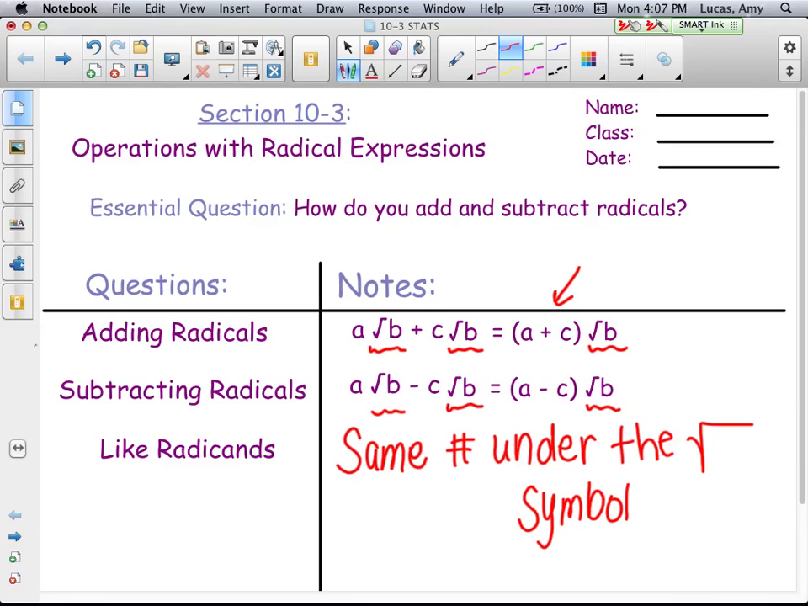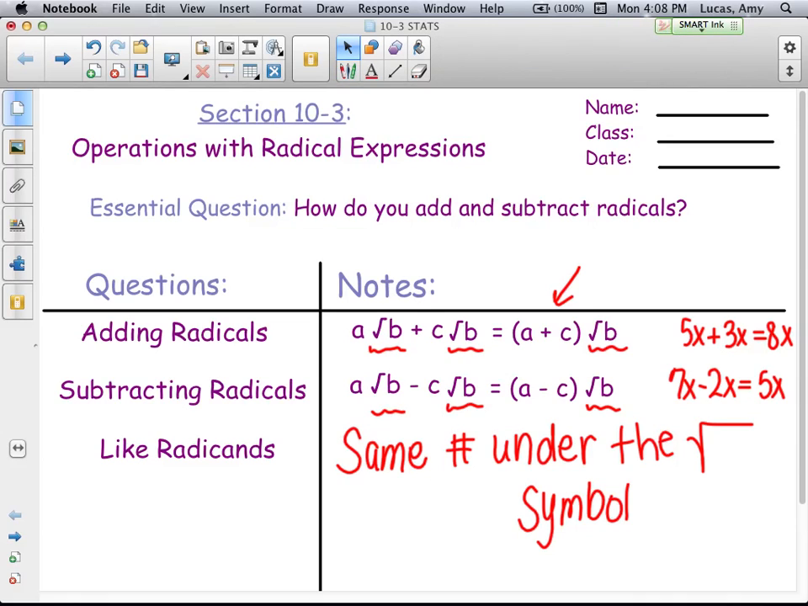It's very similar to working with like terms, like 5x plus 3x equals 8x. You add the coefficient numbers in front of the variables, and you don't change the variable part at all. The same thing is true with radicals, as long as they are like radicals, like radicands, just like terms. Like terms, you add or subtract just the numbers in front. 7x minus 2x would be 5x. So now the radical part, or the radicand, we're treating very much like we treat like terms with variables.